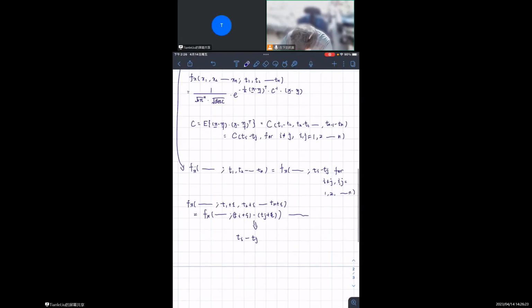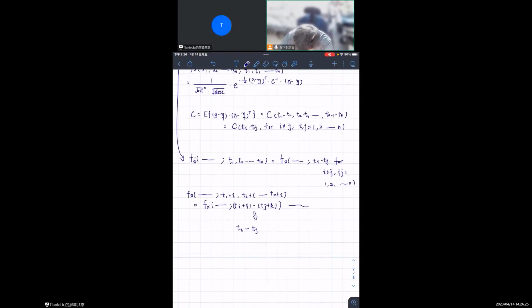We modify it and see that ti minus tj equals the original transformed function, which is this one, right? So we can get f of x, x1, x2 to xn, at t1, t2 to tn.